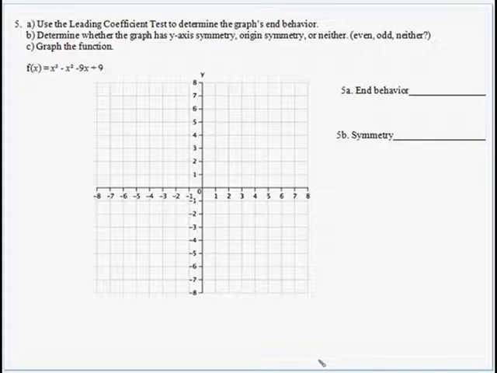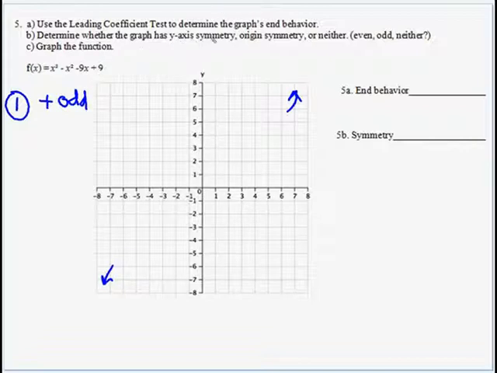Okay, where do we begin? Part A, leading coefficient test. We have a positive leading coefficient, and it is odd. Positive and odd means our end behavior will be up to the right and down to the left. So I'll just put that in the corner of the graph.